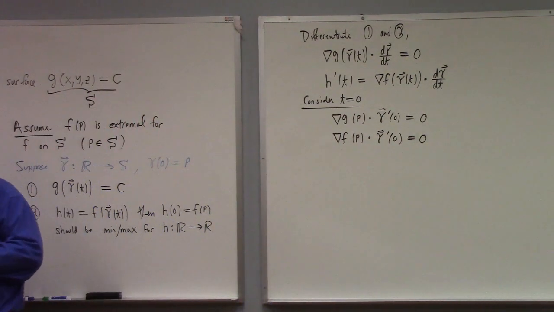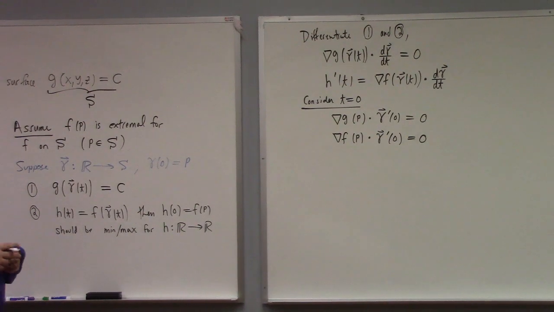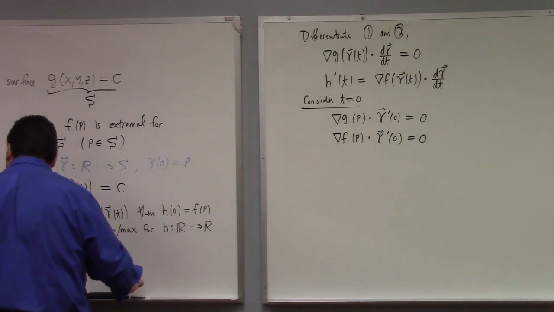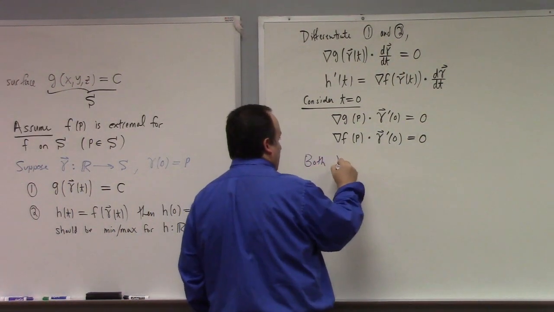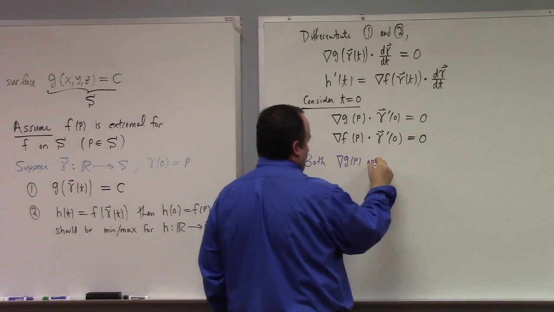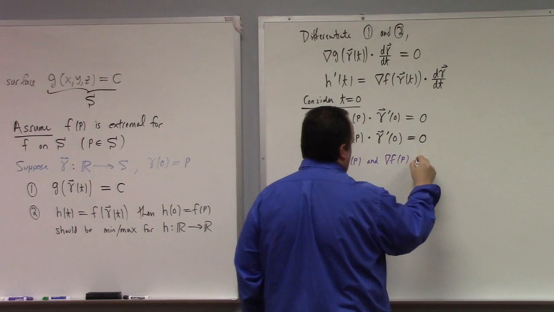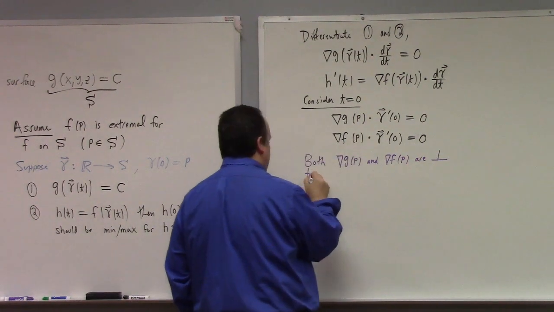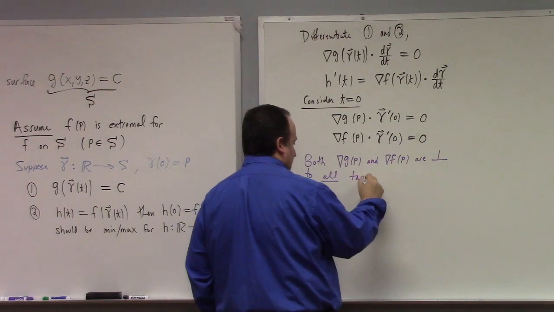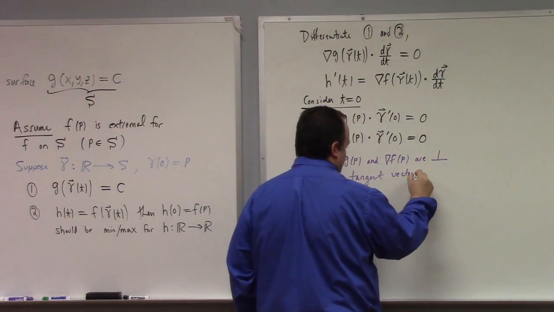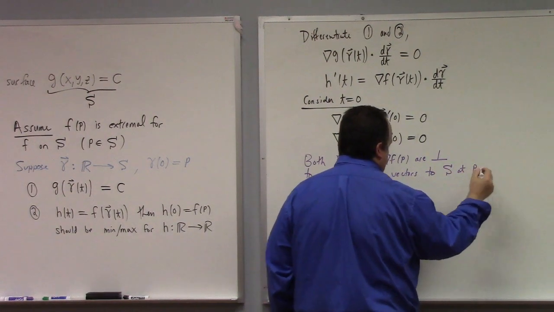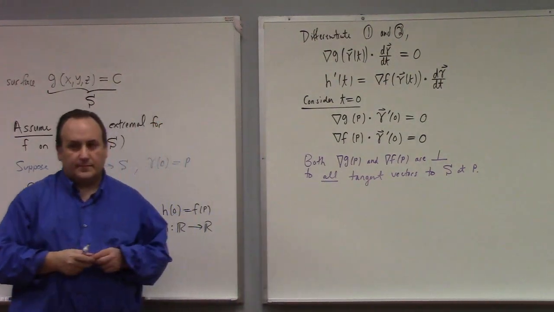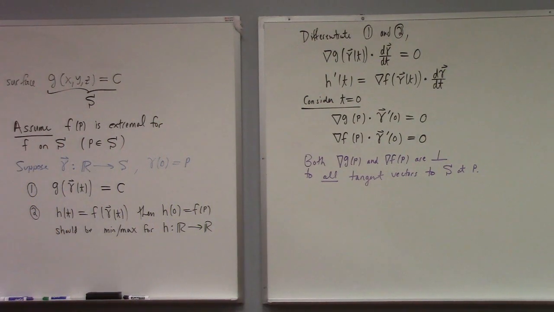What does this mean? Let's think about this. This means both nabla g at P and nabla f at P are perpendicular to all tangent vectors to S at P. That means that they both have to be in the normal direction.